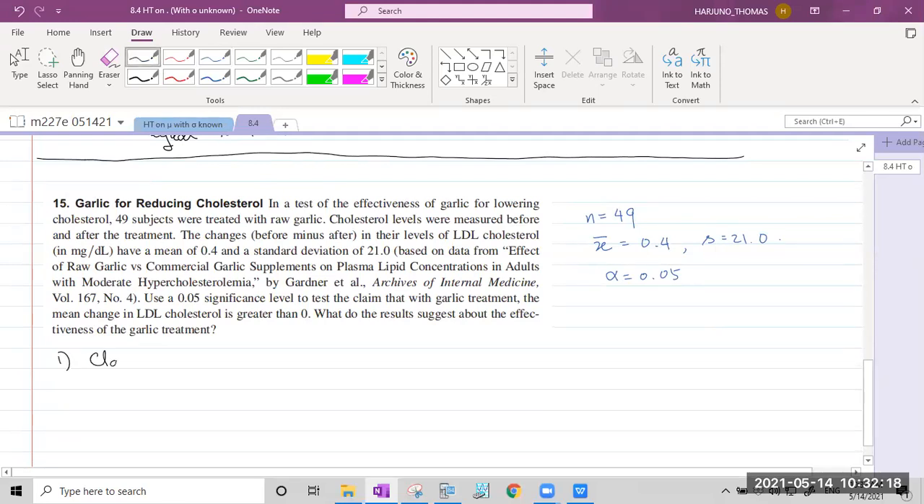So the claim: with garlic treatment, the mean change in LDL, low-density lipoprotein, I think, cholesterol is greater than 0.